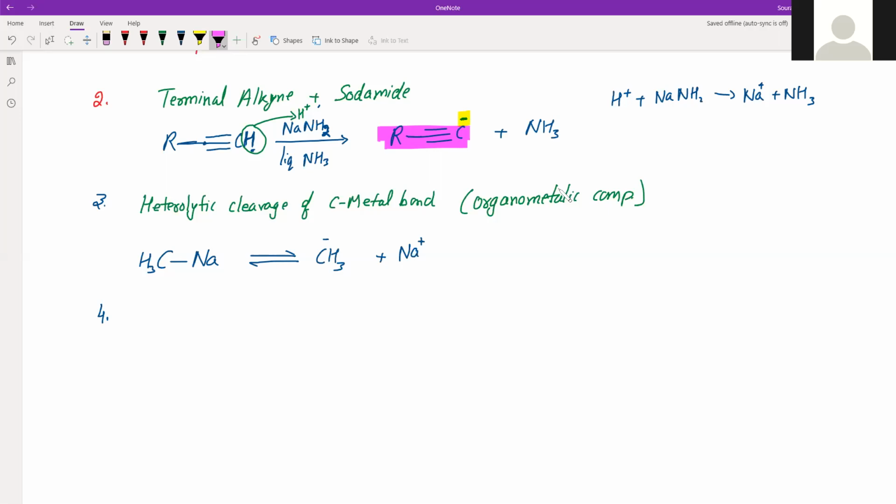Third was heterolytic cleavage of carbon metal bond, and the fourth one we are going to study in detail later. So right now I'll just write it and give you some explanation, not the reaction. That is decarboxylation of salt of carboxylic acid. So when we study the carboxylic acid chapter, then we'll come to this reaction again in presence of soda lime.